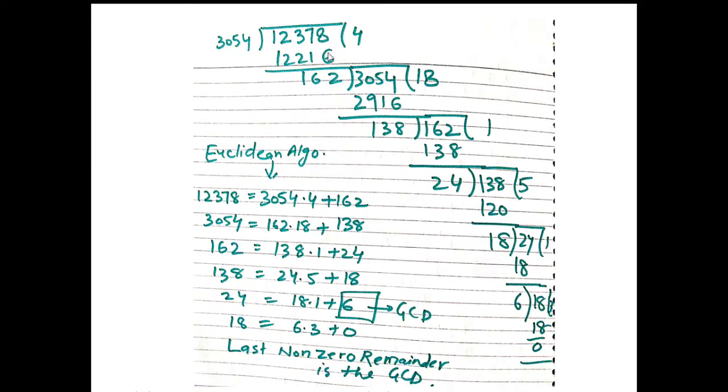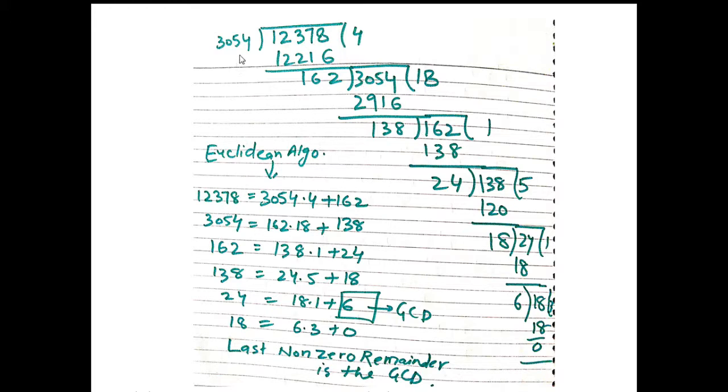So I have used this long division method which we have been doing in our schools. This 12378, we are dividing it by 3054 by using repeated division algorithm until we find a zero remainder. The last non-zero remainder, 6, is called the GCD of the given two numbers. So this method we already know. The Euclidean algorithm says that you just write these steps in the form of the division algorithm. You are doing the division algorithm again and again. You just write those steps.